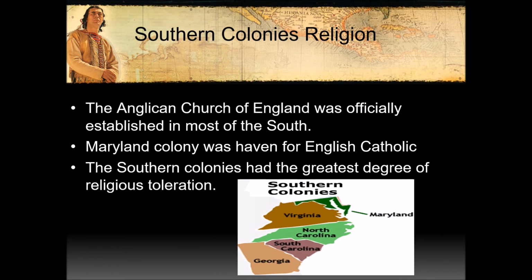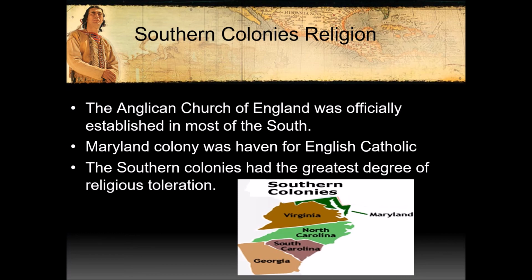The Anglican Church of England was officially established in most of the South. The southern colonies were almost exclusively Anglican Church of England because they were English colonies. The Anglican denomination means those with historical connections to the Church of England or similar belief, but they did not swear allegiance to the British monarch.